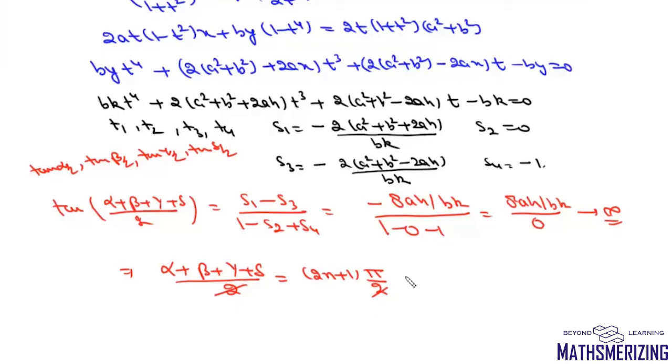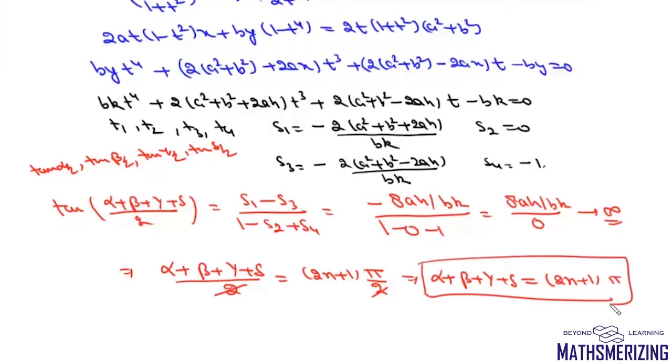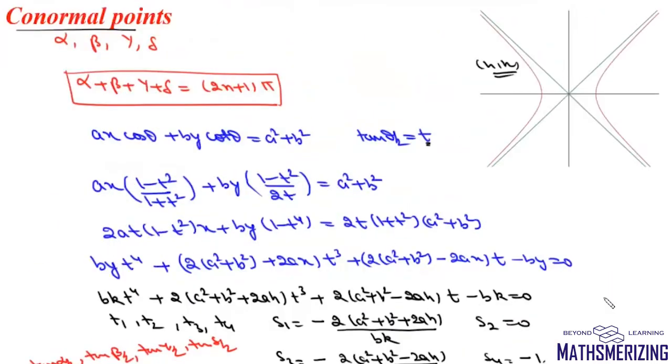Now here 2 and 2 will cancel. So we'll get this result as alpha plus beta plus gamma plus delta must be equal to (2n plus 1) into pi. And this is what we need to prove. So if alpha, beta, gamma and delta are eccentric angles of conormal points, then the sum must be equal to an odd multiple of pi.